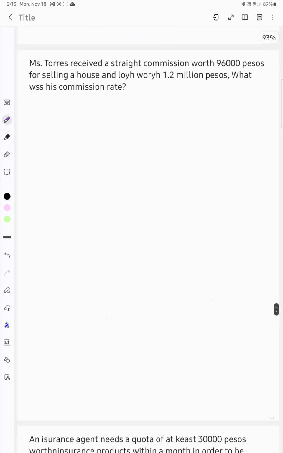Let's have another problem that we could work out. Now, it's Miss Torres. Miss Torres received a straight commission of 96,000 pesos for selling a house and lot.